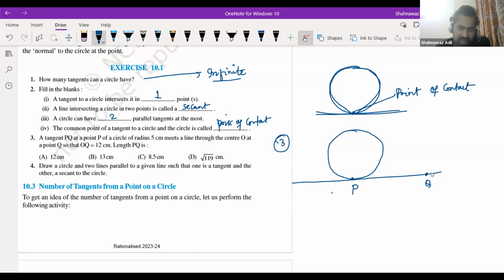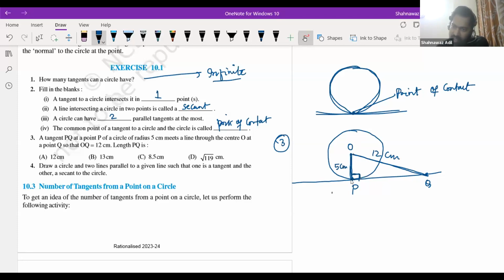And what else do we have? A circle of radius 5 centimeters. So this radius is 5 centimeters. And they are saying that this OQ is 12 centimeters. So we know, what would this angle be? Right angle, right?